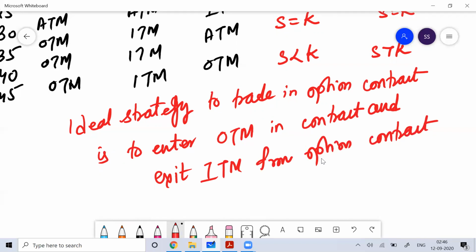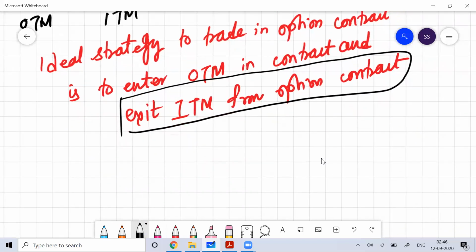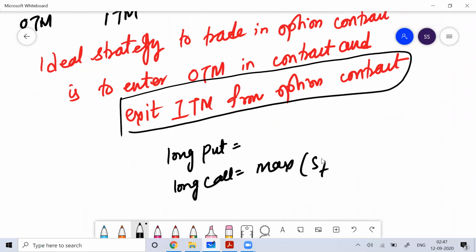First, I'll focus on how you exit in the money from the option contract, because that is very easy to understand. As you remember, for long call and long put, the formula I made you write is the maximum of ST minus K comma 0, minus P.